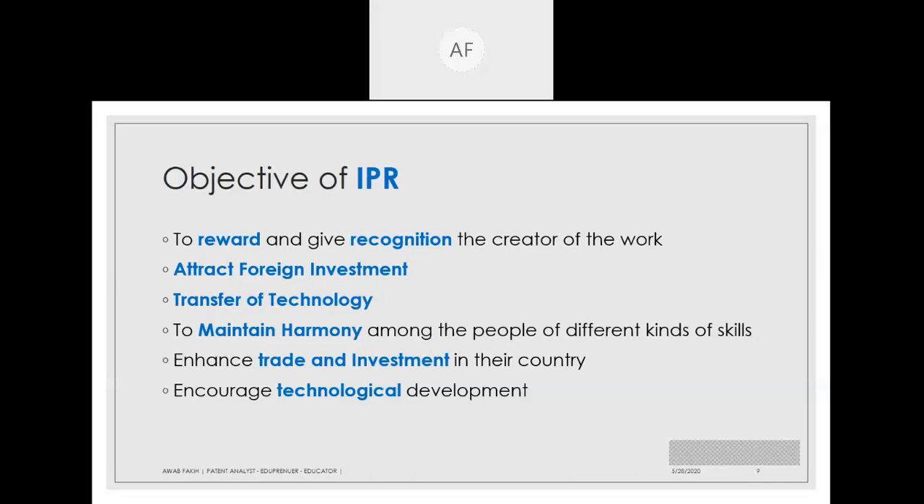Another objective is to attract foreign investment and transfer of technology. If new ideas and innovation are created in a nation, then it might attract foreign investors. Simple. That's the point. You may purchase a technique, innovative technology. Also, my dear friends, you may offer the use of their technology in exchange for our technology. It is also important to maintain harmony among people of different kinds of skills. Innovation in every field is rewarded with protection, as the work of innovation in any field is equally time consuming and laborious.